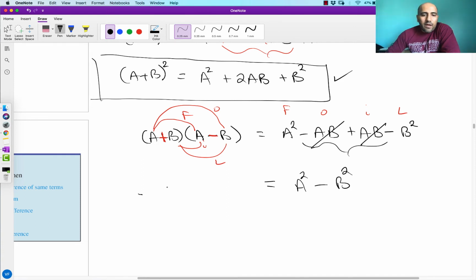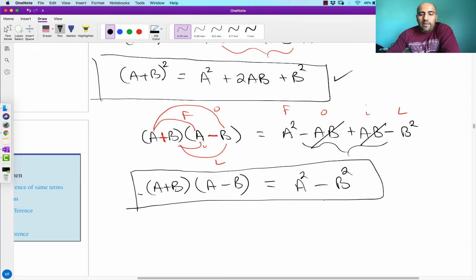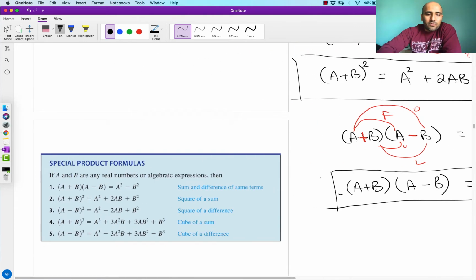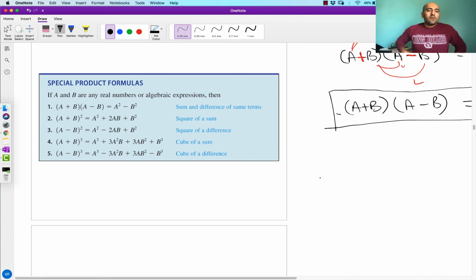Right? So that's the very, very popular special product that we use all the time. A plus b times a minus b is equal to a squared minus b squared. Right? And that's what this is. So this little table gives you several special product formulas. A plus b times a minus b equals a squared minus b squared. A plus b in parentheses squared is equal to a squared plus 2ab plus b squared. A minus b squared is equal to a squared minus 2ab plus b squared.